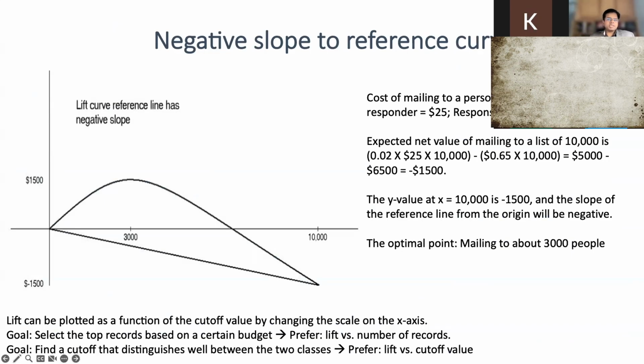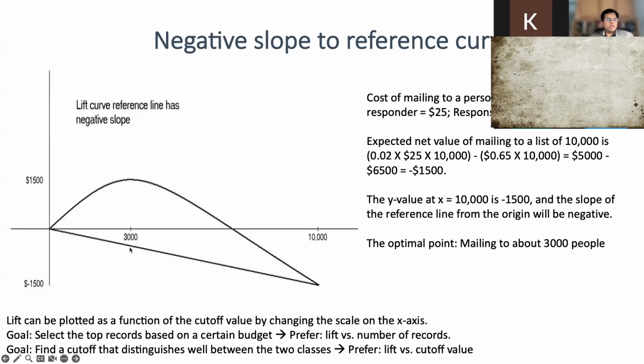This is an example just to illustrate the point. The value of a responder is, let's say, $25. Our response rate is 2%. What we'll see is that there will be a certain point after which it's not beneficial to approach customers. So there is a number that we need to be aware of. Mailing 3,000 people results in the most profit, and after that it starts to decrease. So we start to see not much benefit, but costs start to increase.